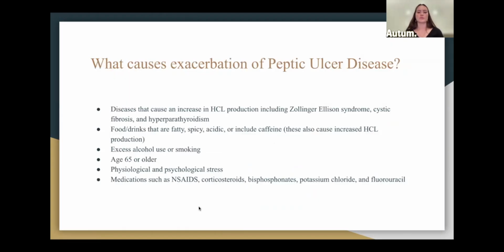So what causes exacerbation of peptic ulcer disease? Diseases that cause an increase in HCl production, including Zollinger-Ellison syndrome, cystic fibrosis, and hyperparathyroidism. Food and drinks that are fatty, spicy, acidic, or include caffeine, they also increase HCl production. Excess alcohol use or smoking, age 65 or older, physiological and psychological stress, and then medications such as NSAIDs, corticosteroids, bisphosphonates, potassium chloride, and fluorouracil.